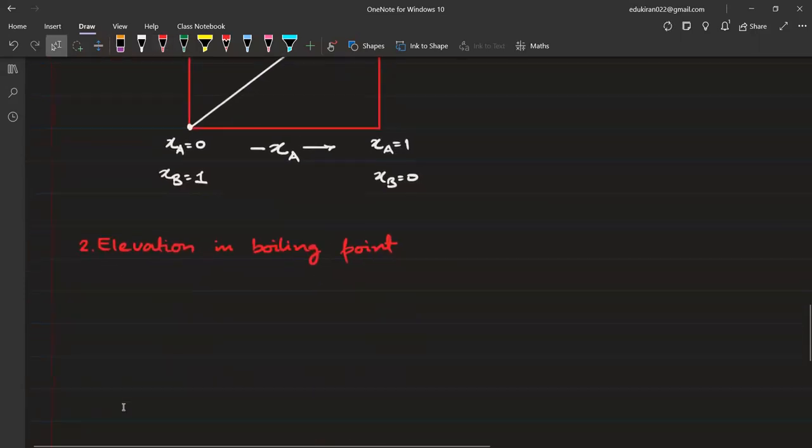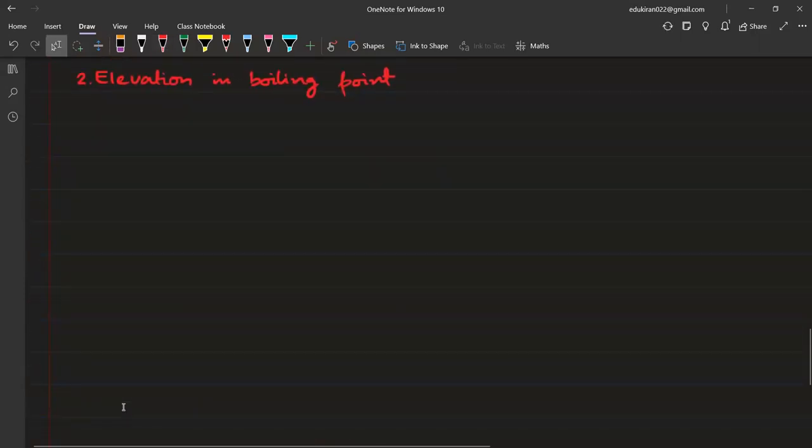Now, elevation in boiling point. Obviously, I hope you guys remember what boiling point is. Boiling point is the temperature at which the vapor pressure is equal to 1 atm, or the atmospheric pressure. At normal conditions, it will be equal to 1 atm. Temperature at which vapor pressure is equal to 1 atm.